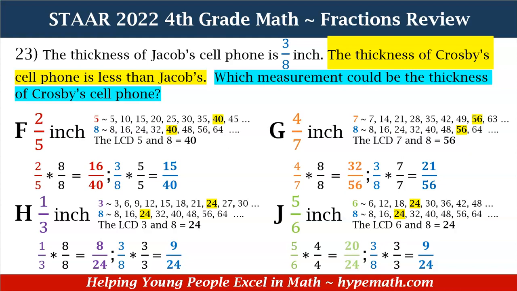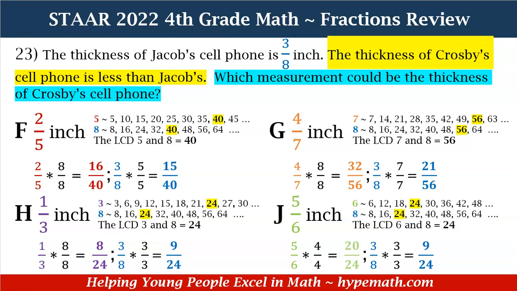I'm going to ask myself, what number multiplied by 7 is equal to 56? It is 8. So I'm multiplying my numerator and denominator by 8. Multiplying going across, 4 times 8 is equal to 32. 7 times 8 is equal to 56. So my equivalent fraction for 4/7 is now 32 over 56.